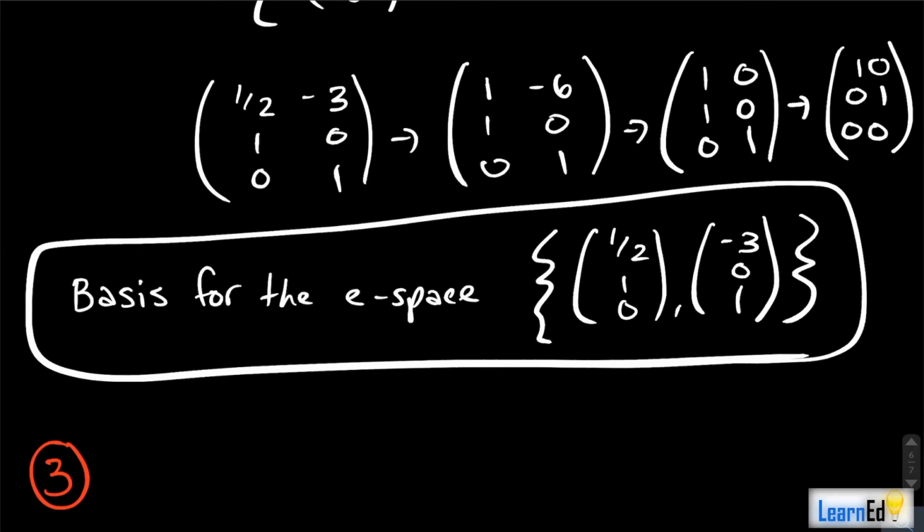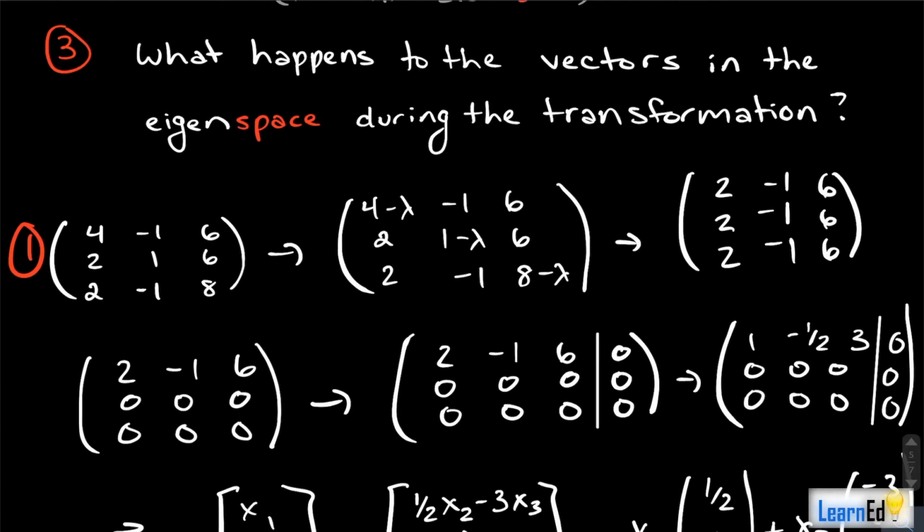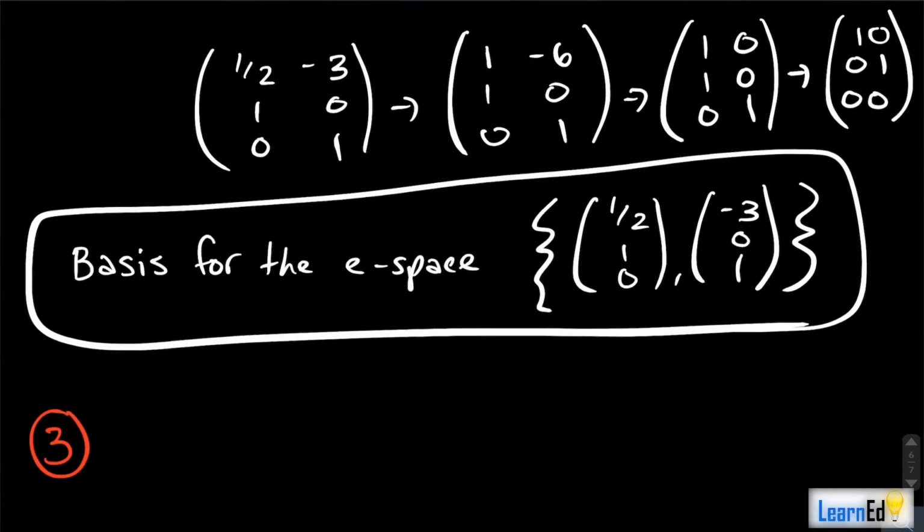Now we move on to part 3. That's to remind you what happens to the vectors in the eigenspace during the transformation. We have these linear combinations of eigenvectors. It's two-dimensional, so that means we're dealing with a plane. We're in R3, so we have this plane in R3.